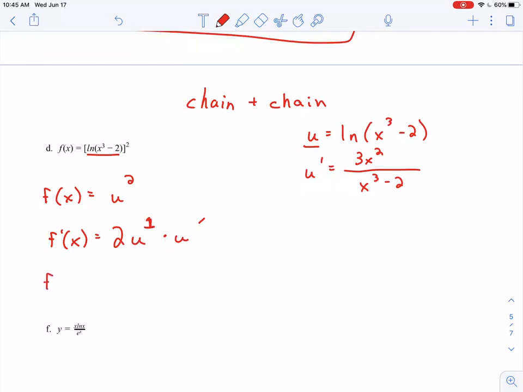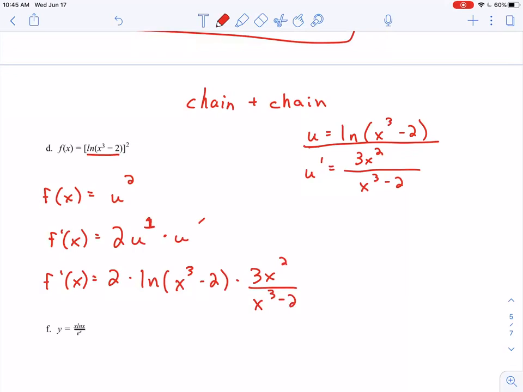So all right, f prime of x is equal to 2 times u to the first. We have u to the first over here. That's natural log of x cubed minus 2 to the first power, which, to be fair, we don't have to write that to the first power. If you just wanted to write that as 2 times natural log of x cubed minus 2, that's perfectly fine as well. Times u prime. What is u prime? That is 3x squared divided by x cubed minus 2.